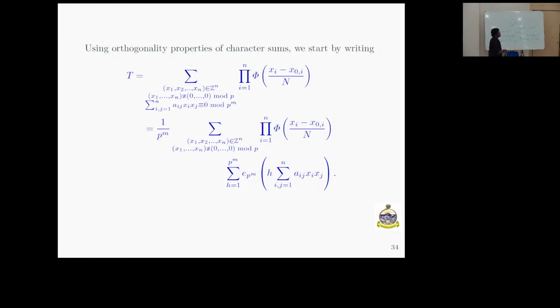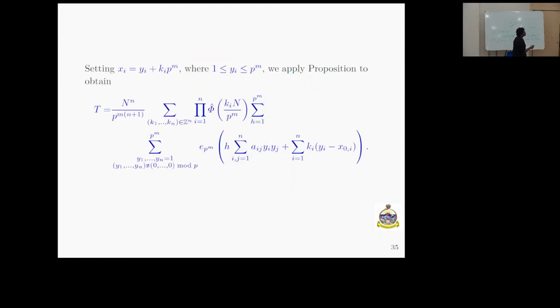So we started with this quantity T. Now we use the orthogonality property of characters to introduce some H here, like this. Then we have divided this variable xi into 2 parts, xi equal to y into ki into p power m, and put everything together and use something called the Poisson summation formula. This also needs some introduction.